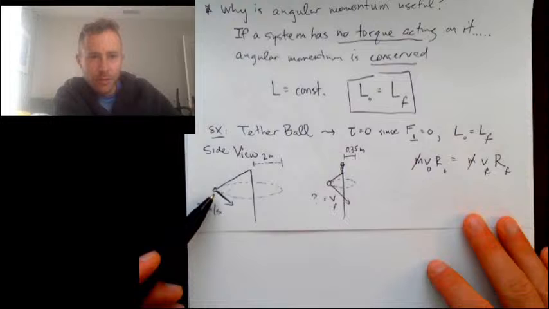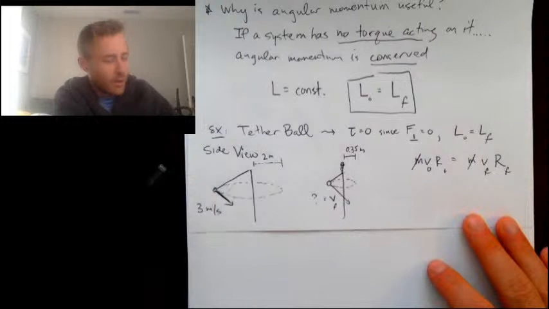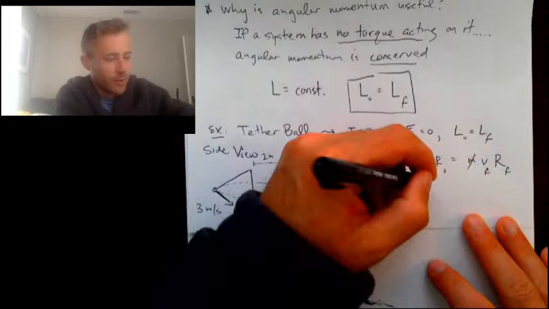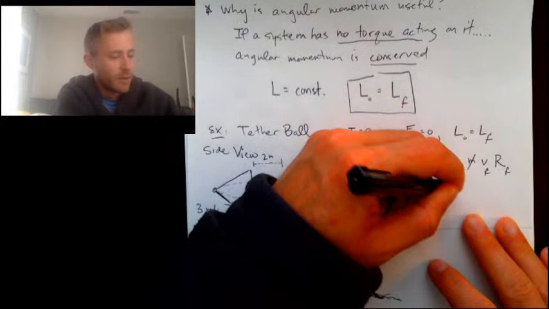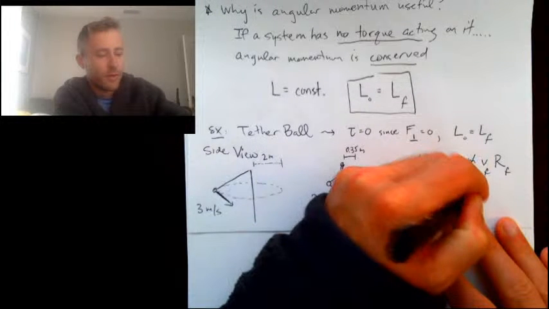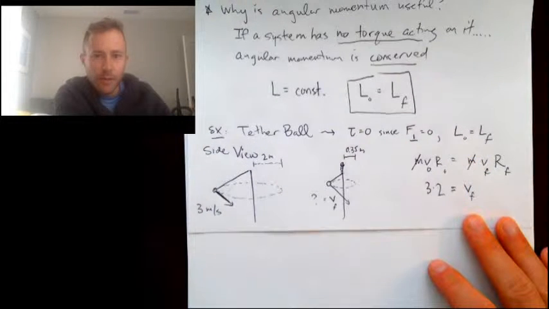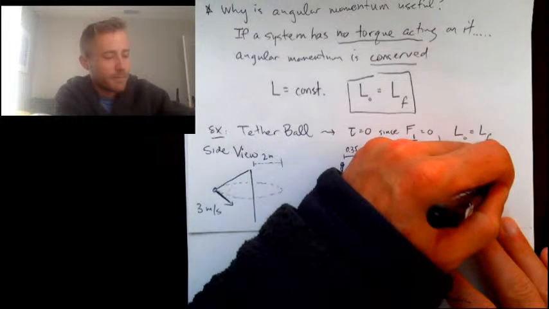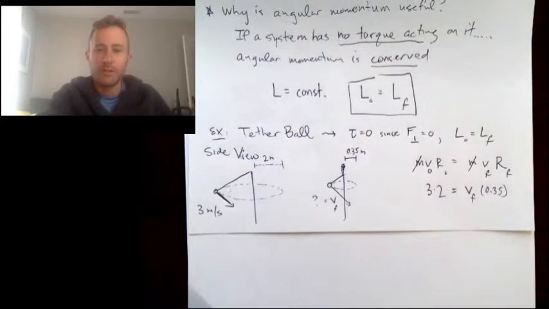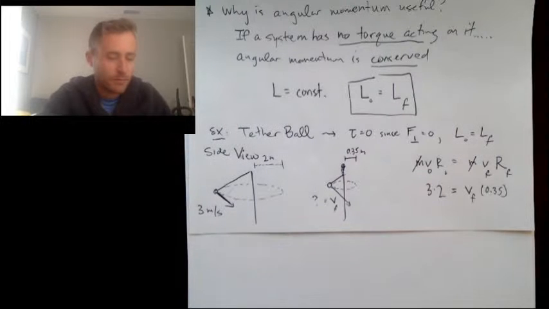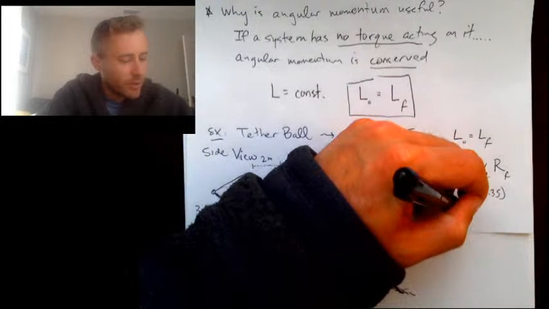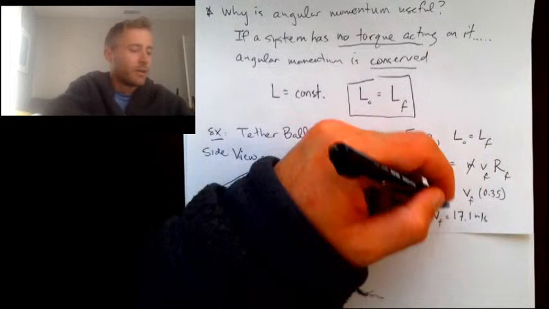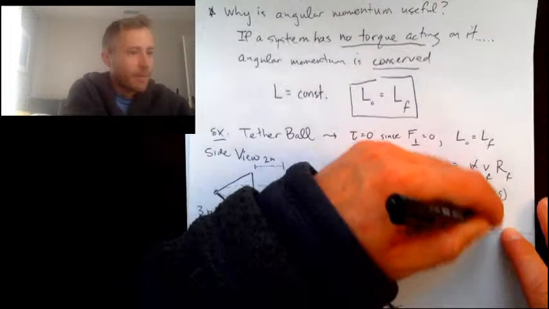So the initial speed of the tetherball is 3 meters per second. The initial radius is 2 meters. The final speed is unknown, so I leave that as a variable. The final radius is 0.35. I can take this and solve for the final speed. And I get that the final speed is 17.1 meters per second. All right.